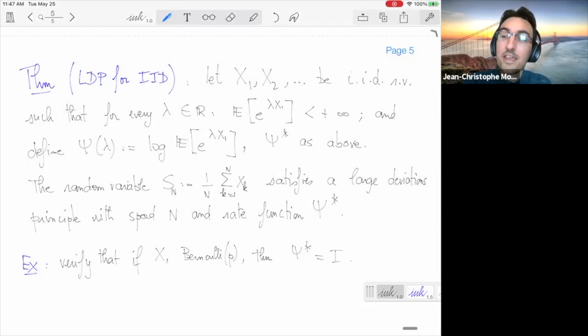So just as a side comment, going back to the previous question, another case where it's nice to compute the large deviation rate function is when you take x1 to be a Gaussian. In this case, this log Laplace transform is just lambda squared over 2, if let's say there are standard Gaussians. And the convex dual of lambda squared over 2 is x squared over 2. So for Gaussians, the rate function is x squared over 2. You can compute large deviations for other functions.